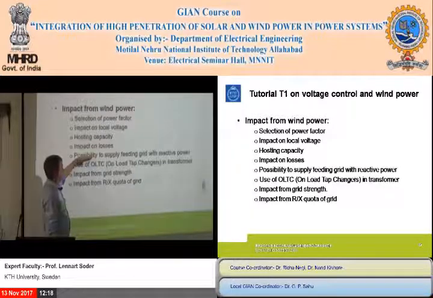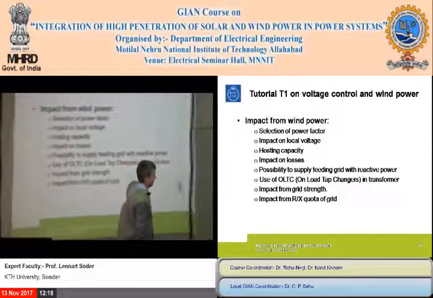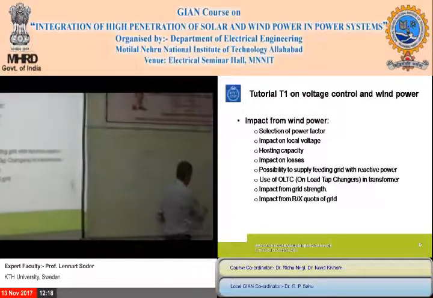Possibility to supply the feeding grid with reactive power. That is this issue, what you have up there.